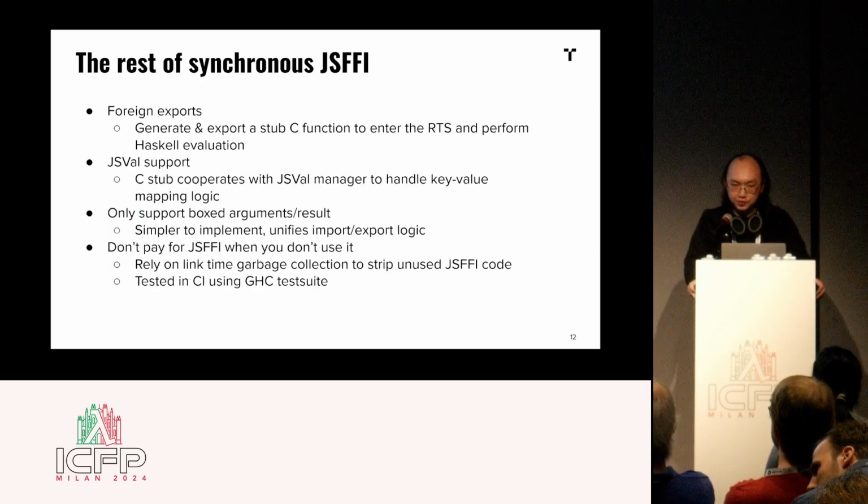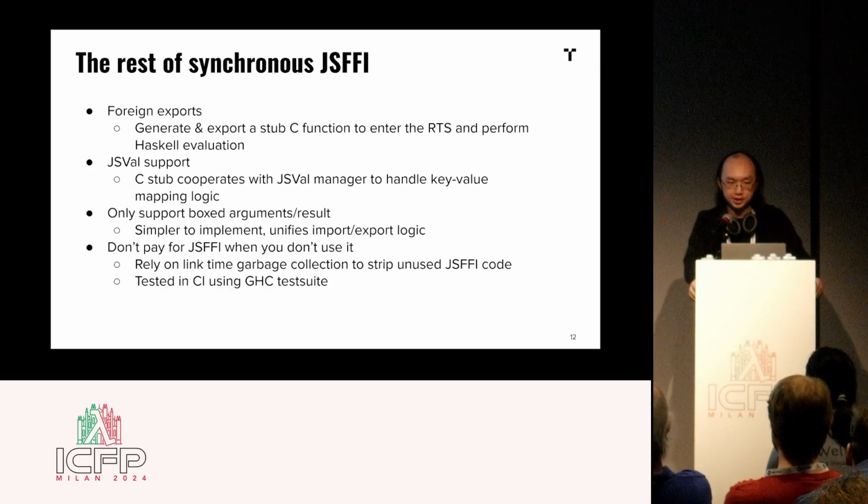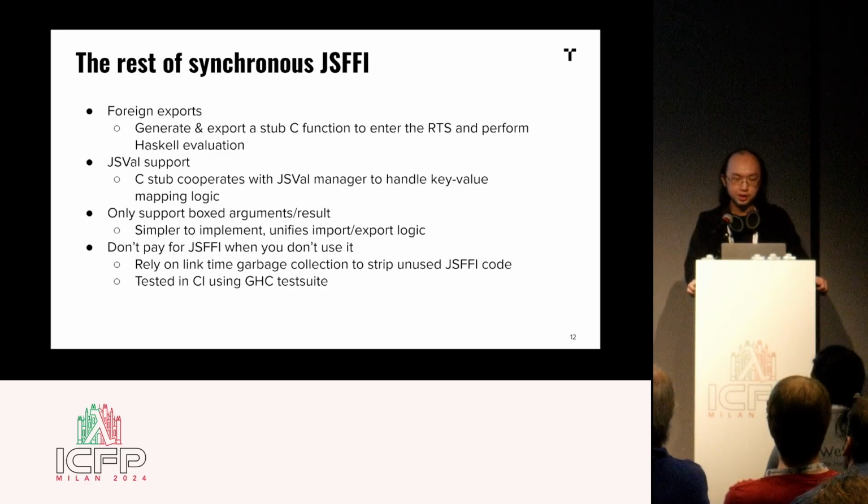The rest of the synchronous JavaScript FFI is pretty simple. For foreign exports, they work pretty much the same as foreign imports. We also generate a stub C function and then export it to WebAssembly so that when you call that C function, you re-enter the Haskell RTS and perform some Haskell evaluation and get the result. JSVal support, we covered it earlier.